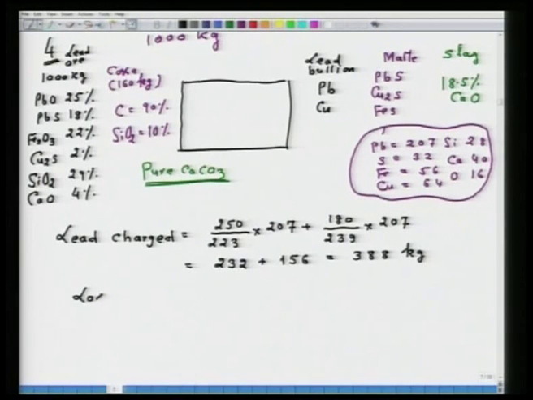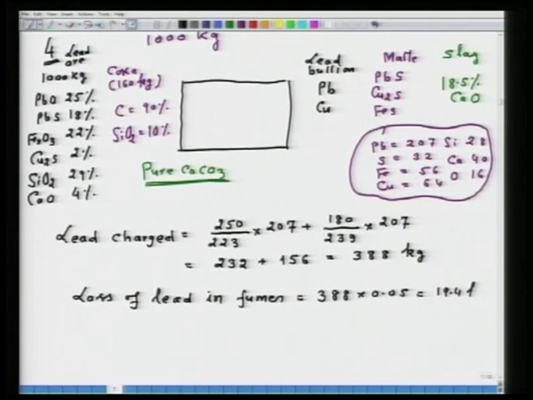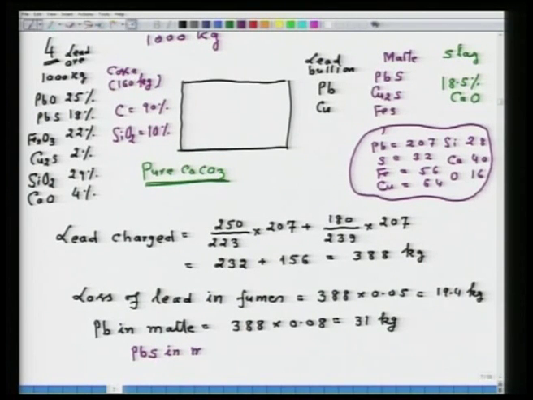So, the loss of lead in fumes and gases or whatever will be equal to 388 into 0.05, that is equal to 19.4 kg. Lead in matte, as it is said, is equal to 388 into 0.08, that is equal to 31 kg, and therefore PbS in matte can easily be recalculated as 35.84 kg. That is one component of the matte, which is PbS.